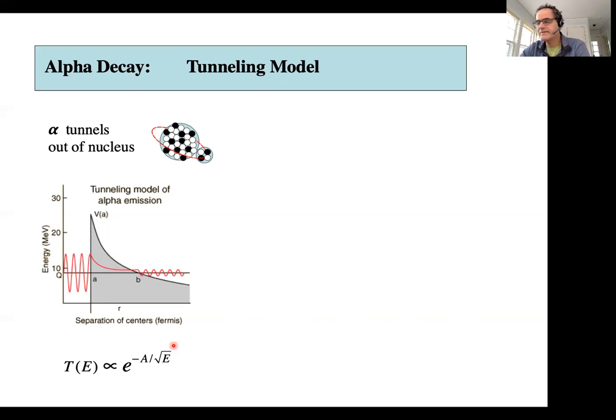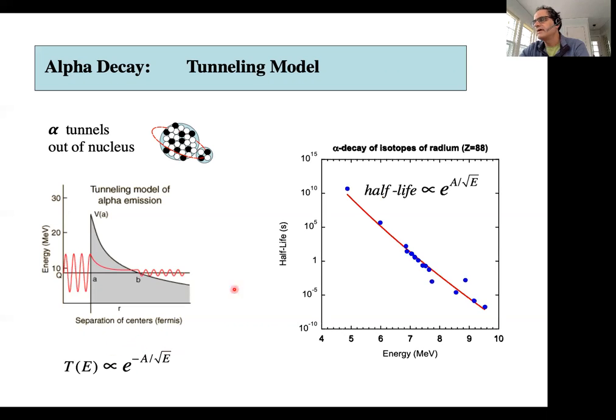And here's some data about this. So here are data for the alpha decay of isotopes of radium. So they all have the same number of protons in the nucleus, but different isotopes have different mass numbers, okay? On the y-axis, we have the log of the half-life, and on the x-axis, we have the energy of the emitted particle in MeV. And the red line is the prediction of the tunneling model. So as the energy increases, the half-life decreases very rapidly.